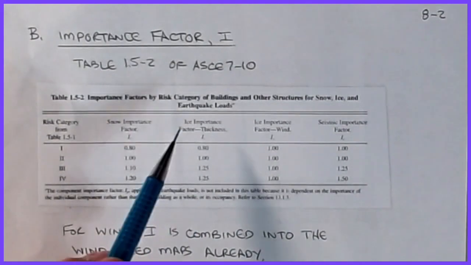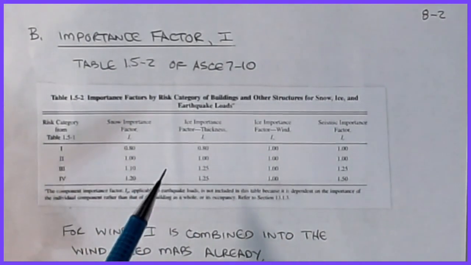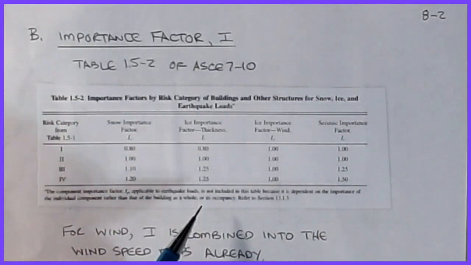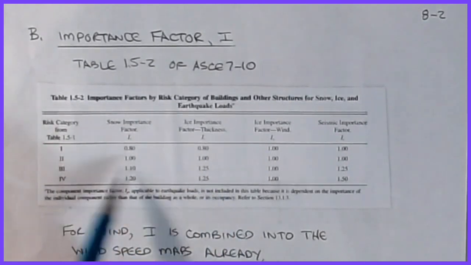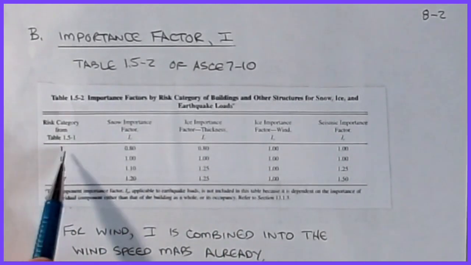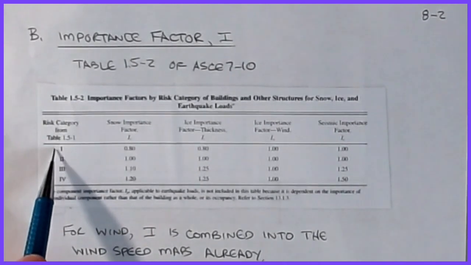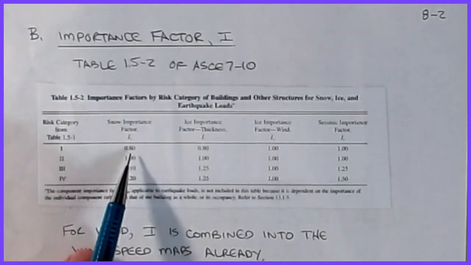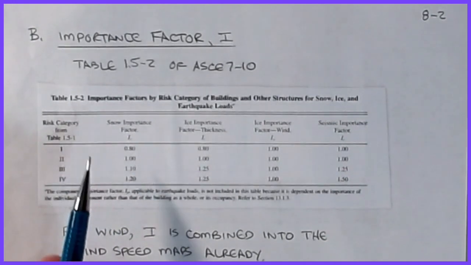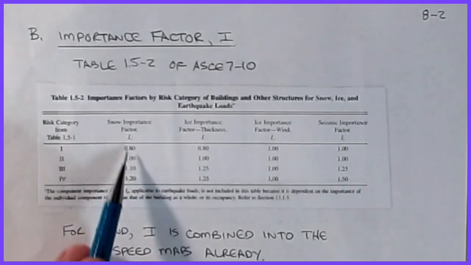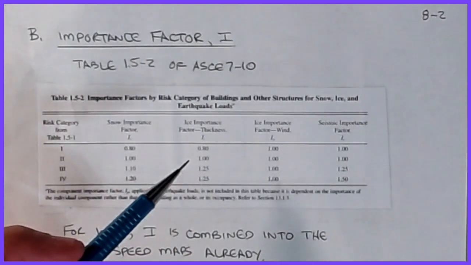Okay, there are ice importance factors because ice behaves a little bit differently, and you'll notice that those factors are a little bit different as well. In fact, it goes from 1 to 1.25 to 1.25. You'll notice that for Category 1, our low risk category, the values actually get less than 1. So you can actually reduce the loads because they're not as important. The savings are fairly substantial, about 20% on all of these.